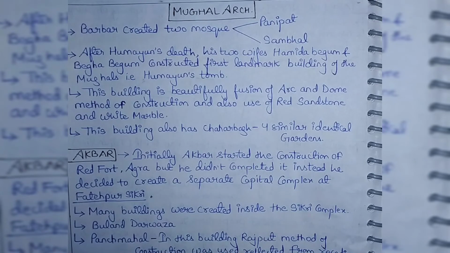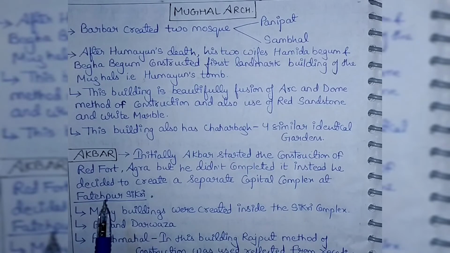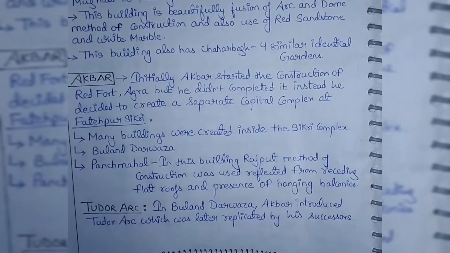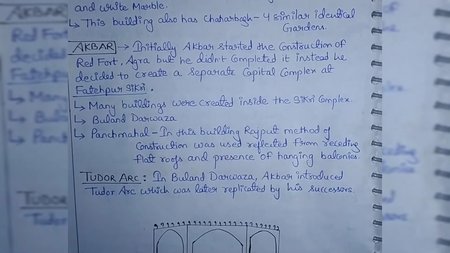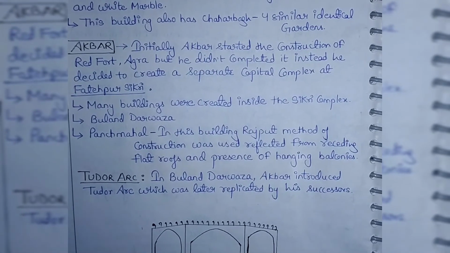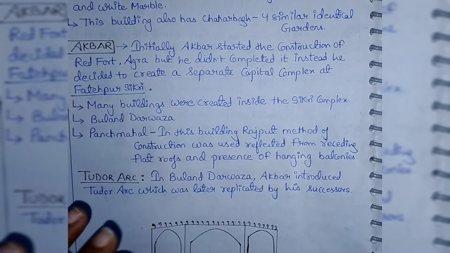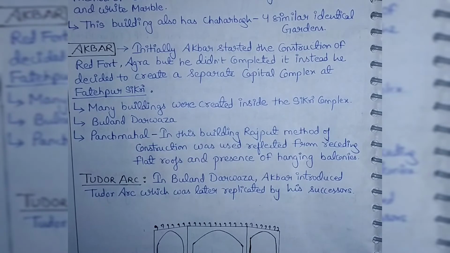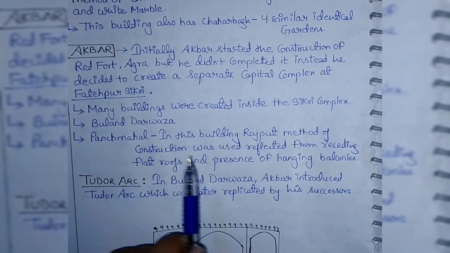This building is a beautiful fusion of arc and dome methods of construction, and also uses red sandstone and white marble. This building also has Chahar Bagh, meaning four similar identical gardens. During the reign of Akbar, he initially started the construction of Red Fort, Agra, but did not complete it. Instead, he decided to create a separate capital complex at Fatehpur Sikri.